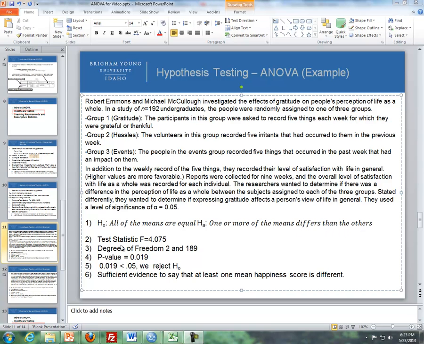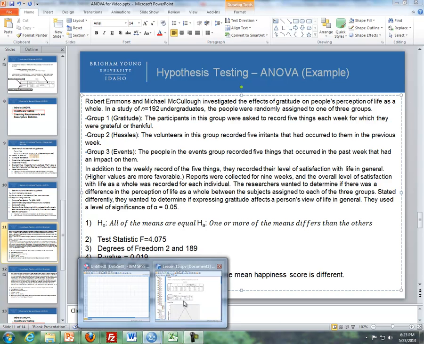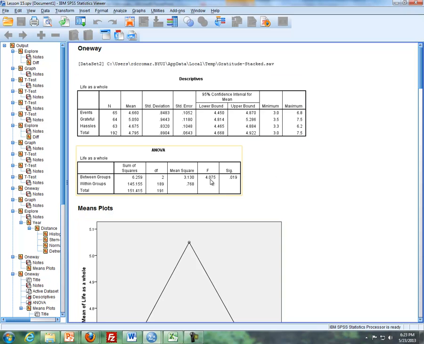Steps 2, 3, and 4 we get from output from either SPSS or Excel. I have an example of SPSS output, where step 2 is the test statistic, or F test statistic. This is the degrees of freedom. Now we have two levels of degrees of freedom. The between group degrees of freedom, which is 2, is generally the number of groups minus 1. There are 3 groups minus 1, so it's 2.